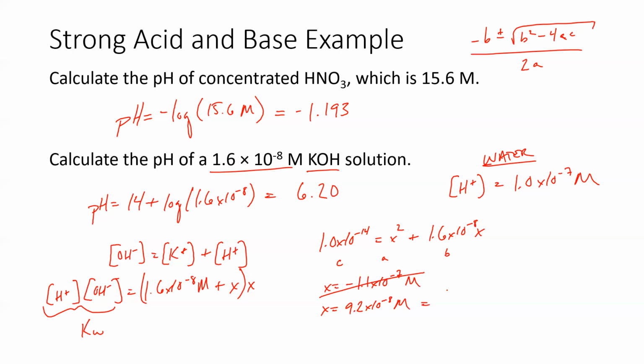And of course, X is our H plus concentration. And so the negative log of that, 9.2 times 10 to the negative 8, is 7.04. While not very basic, it's definitely above 7. And so that makes more sense considering this is a basic solution.